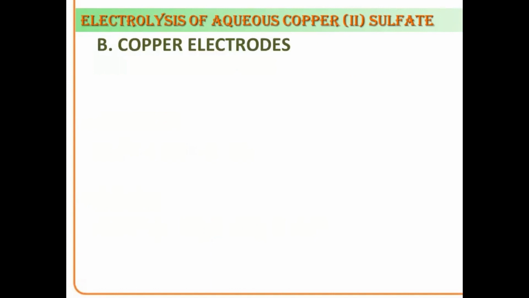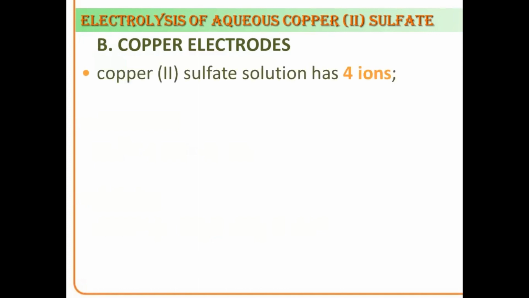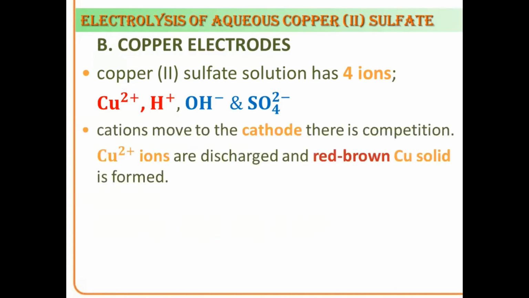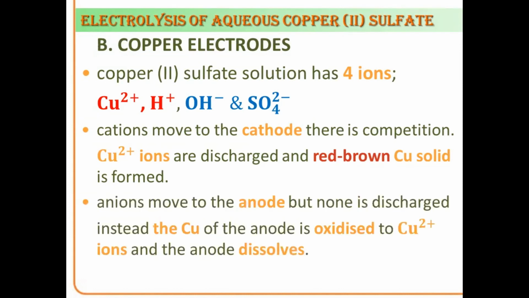Let's look at the second scenario where we are using reactive electrodes. In this case, we use copper electrodes. Now, as we have mentioned before, copper 2 sulfate solution has 4 ions, and they are copper ions, hydrogen ions, hydroxide ions, and the sulfate ions. The cations will move to the cathode. There's a competition there, and we have realized already that it is copper that wins the competition, and copper 2 plus ions are discharged. Red-brown copper solid is formed.